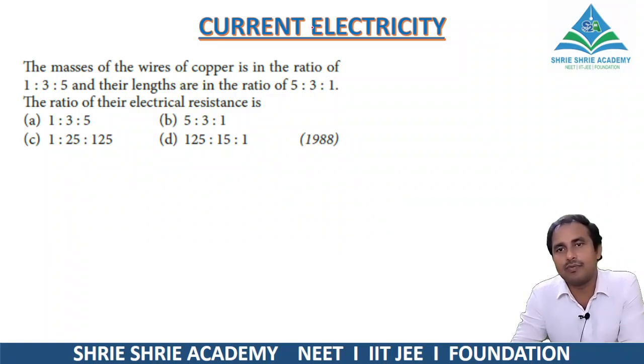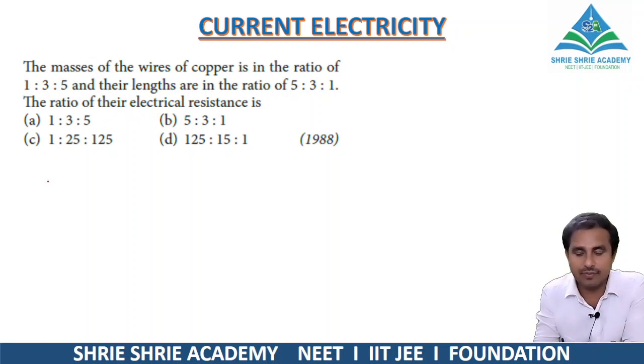The masses of the copper wires are in the ratio 1 : 3 : 5. Lengths are in the ratio 5 : 3 : 1. The ratio of the electrical resistance is? You know the resistance formula R = ρL/A, right? Here copper is the wire, so resistivity will be constant. The length ratio is given, that is very good, we can find that out.